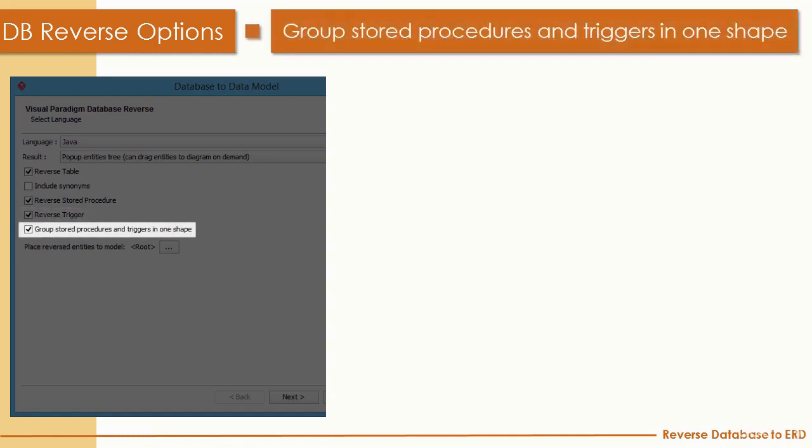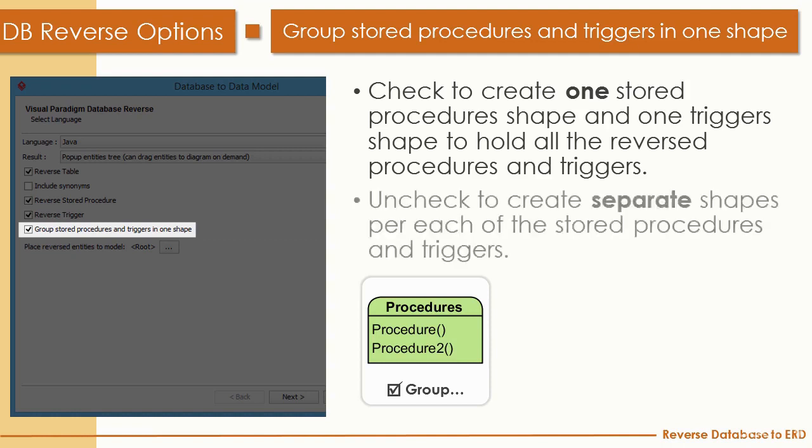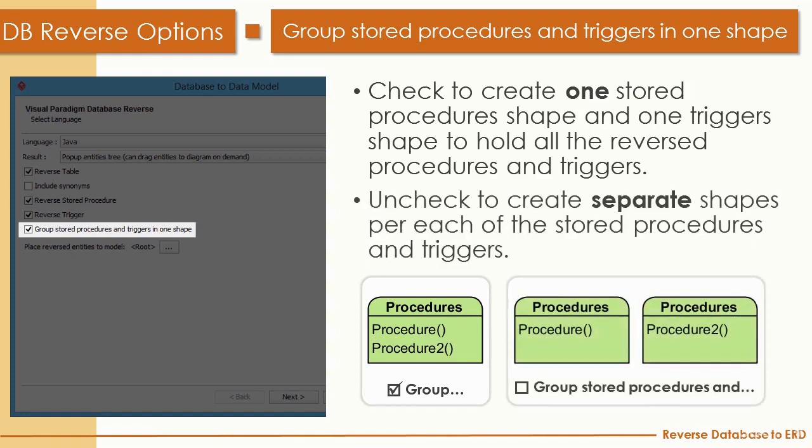This option is about how to treat the stored procedure and the trigger after we reverse. If you tick this box, which is ticked by default, then we will create a procedure shape and put all the procedures inside the single shape. It's just like grouping all the procedures in a single shape, which is easier to manage. Or you can uncheck it, then we will create a shape for each procedure. Then you have plenty of flexibility to drag and drop them anywhere. And this option governs both the procedures and triggers.